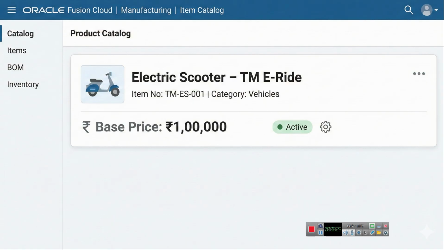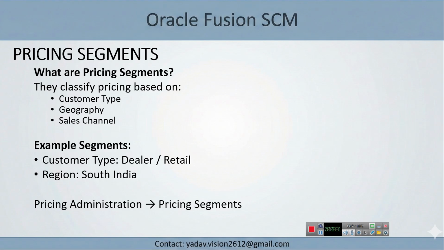This is how I am tagging this item: the base price is 1 lakh rupees, and then the pricing segment. If you want to give any discounts, or have any price list, how will they be segregated? I'm classifying based on pricing segments. In simple terms, based on these segments you identify to whom it is applicable.